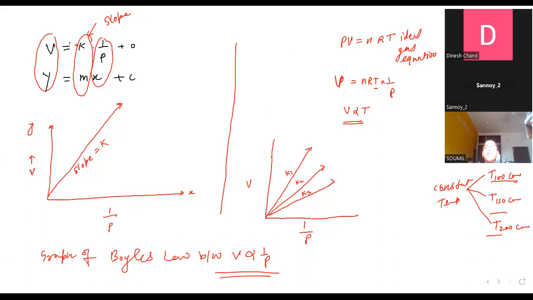Sir, K equal to nRT. So, sir, once we have the highest K, we will have the highest n, R and T.